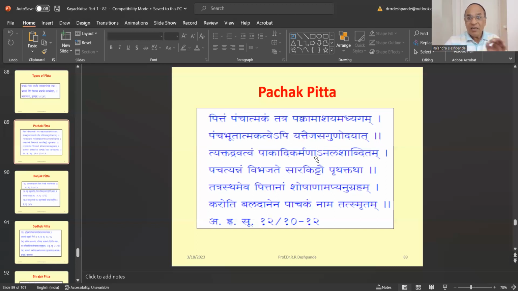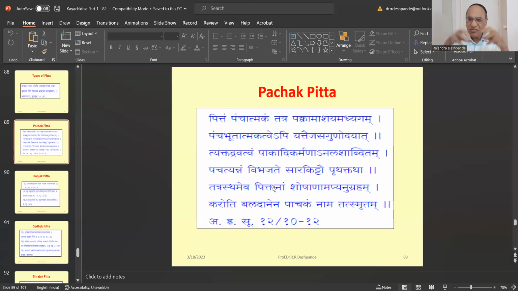Pakadi karmana anala shabditam. Anala is a word for Agni, and Anila is for Vayu. Anala Shabditam, Pachati Annam Vibhajate, Sara Kittu Puthak Tatha. Sara and Kitta Vibhajan. Nutrient parts are absorbed, and Kitta is a waste product, urine, stools, they are taken to the Pakvashaya. Tatrastham eva pittanam sheshanam api anugraham karoti baladanena pachakam nama tatsmutam.